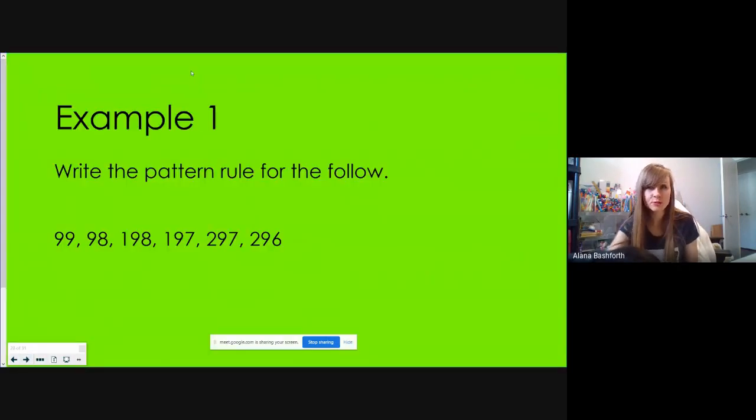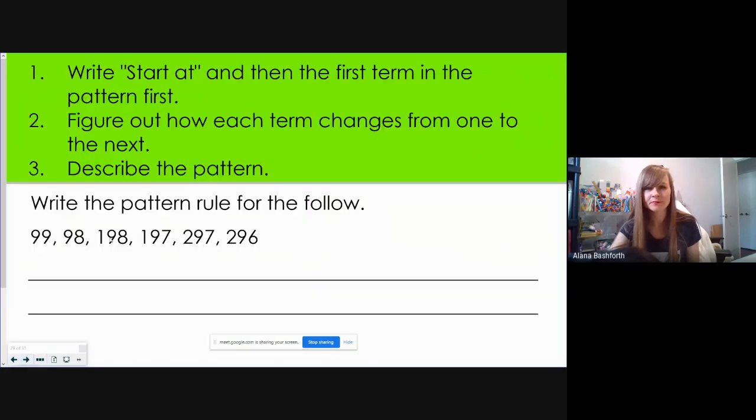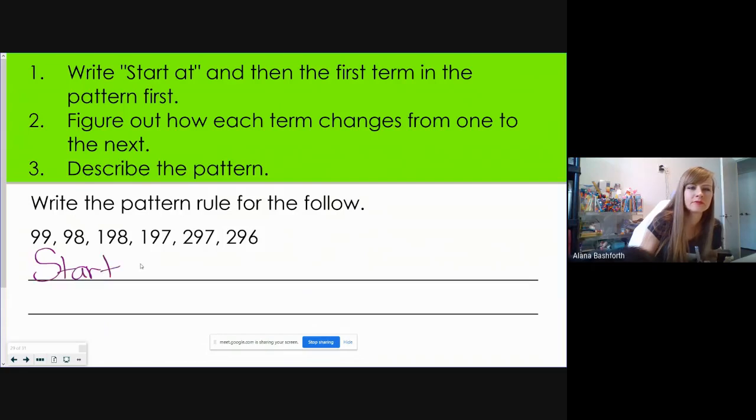And we're going to look at 2 more examples. Here's the first one. We're going to use this pattern to find the pattern rule. Here are our steps up at the top. The first one is write "start at." So we write "start at," and what's the first number in the sequence? 99. So we write 99, period.